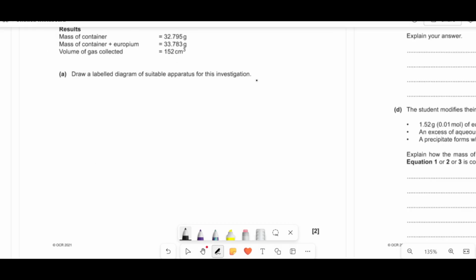We're reacting 2 things together, so we want to collect a gas. In order to measure a gas, we're going to be using a gas syringe. So here's a conical flask in which we will do our reaction, right? And then we're going to have to attach a gas syringe to it like this. But we want to make sure that no gas is escaping, so we're going to add a bung as well here and make sure that only the gas is going up, right?